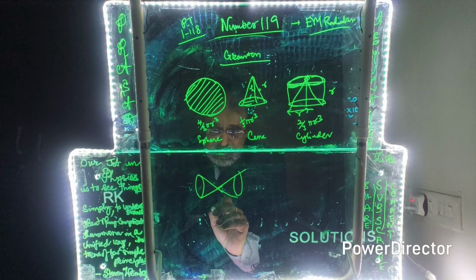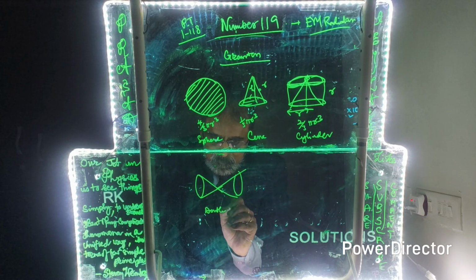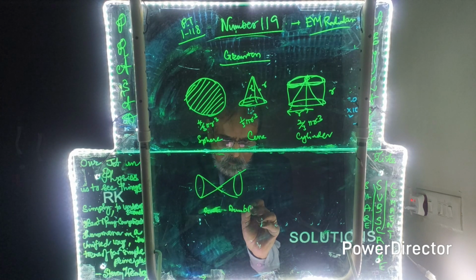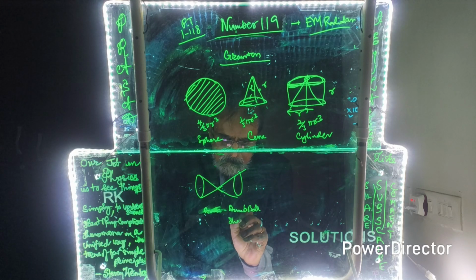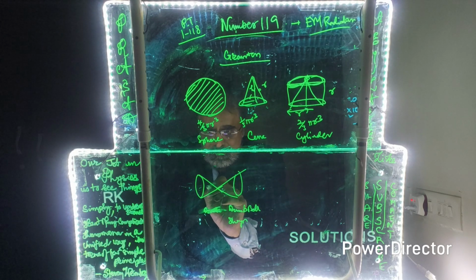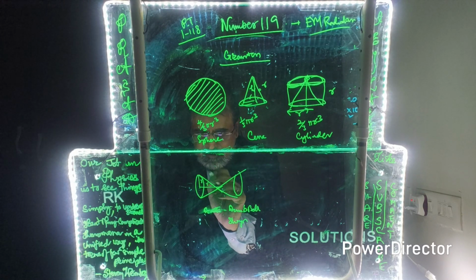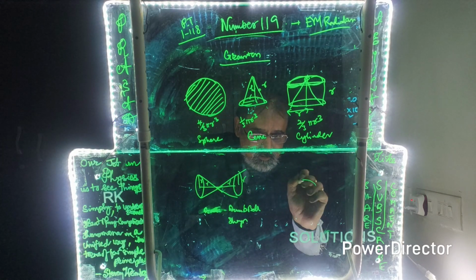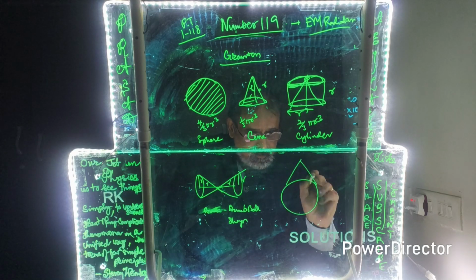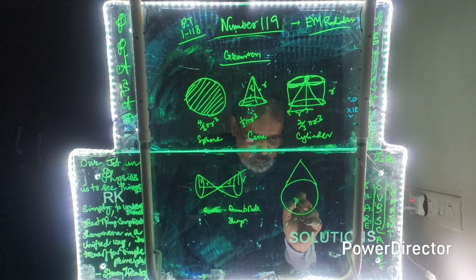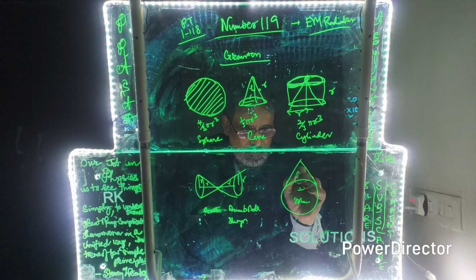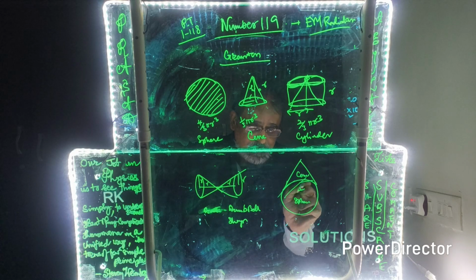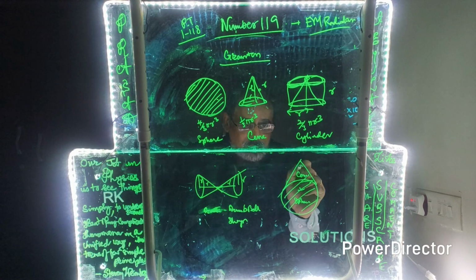Two more shapes. This is a double dumbbell shape, right? Again, this is R, this is R, height is R, radius is R, and there's one more here I want to draw. This is a sphere plus cone, right? This is the sphere, and a cone above that.